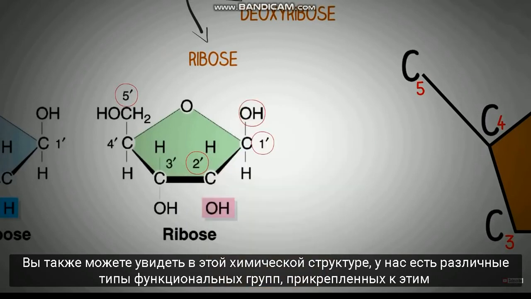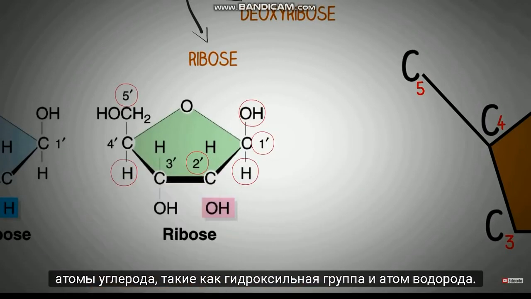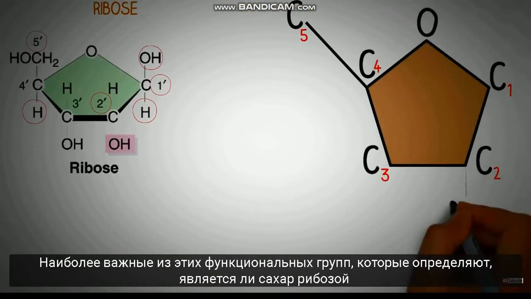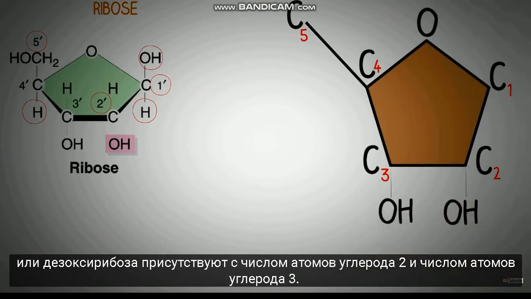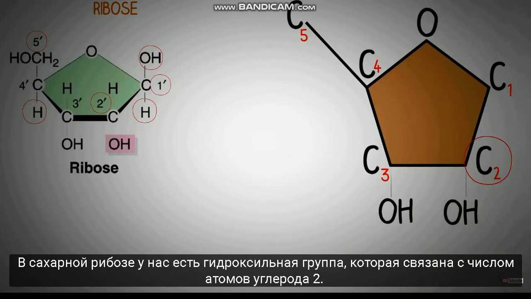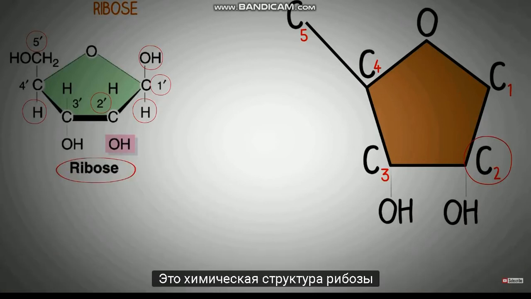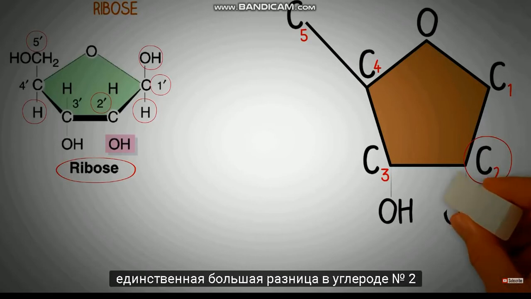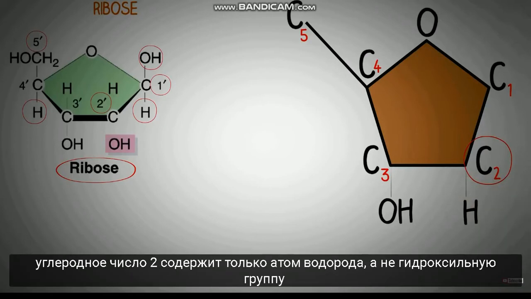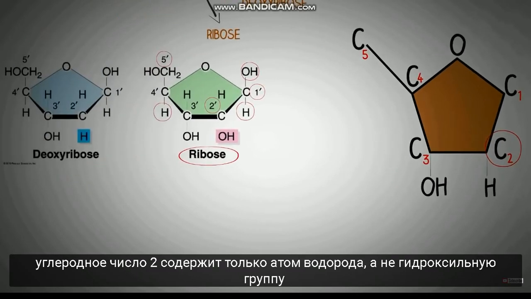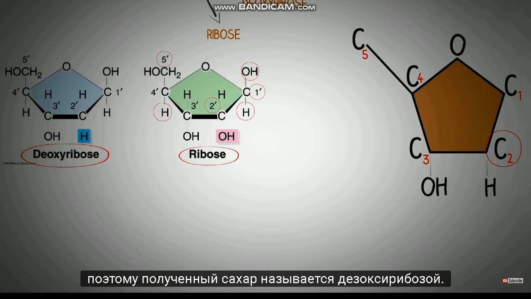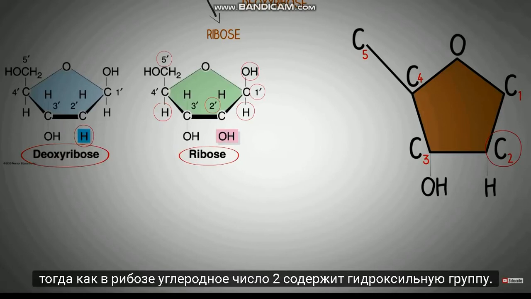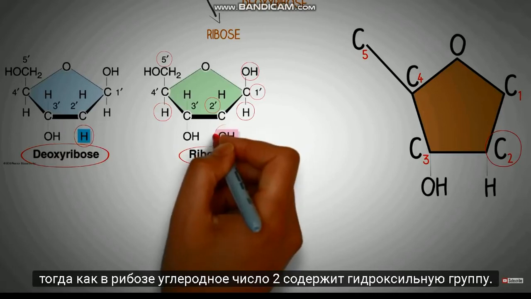You can also see in this chemical structure we have different types of functional groups attached to these carbon atoms, like the hydroxyl group and the hydrogen atom. The most important of these functional groups, which determine whether the sugar is ribose or deoxyribose, are present at carbon number 2 and carbon number 3. In the sugar ribose, we have a hydroxyl group attached to carbon number 2. This is the chemical structure of ribose. Now if you compare this structure with the structure of deoxyribose, the only major difference is at carbon number 2, which contains only a hydrogen atom and not the hydroxyl group. So the resultant sugar is called deoxyribose. Here you can see carbon number 2 in deoxyribose contains only a hydrogen atom, whereas in ribose carbon number 2 contains a hydroxyl group.